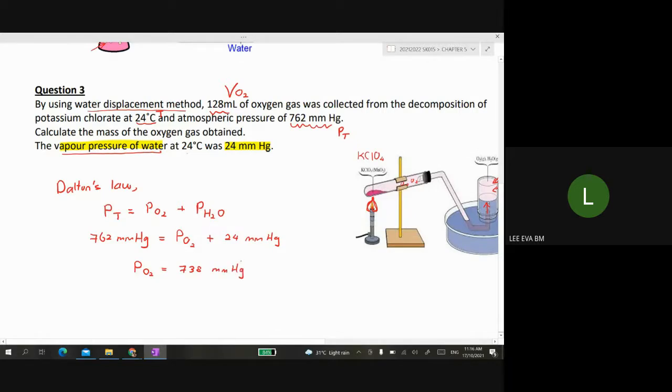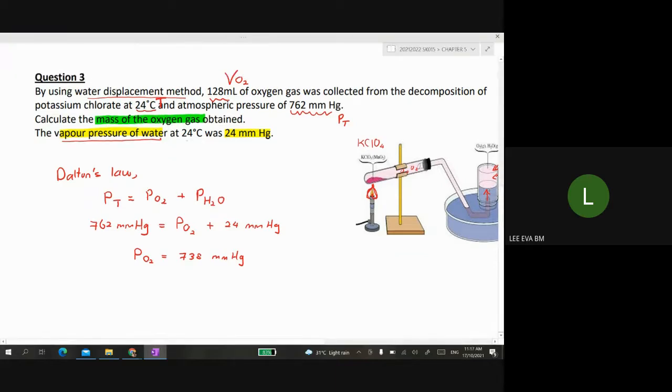Millimeter mercury. Okay, so let's go back to the question again. In the question, we have the volume of oxygen. Volume we already have. Do we have the temperature? Temperature of the system, we have it or not? We already have it, 24 degrees Celsius. So now you have already found your partial pressure of oxygen. What is the question actually asking? Mass of oxygen. Before you find the mass of oxygen, what is the thing we need to find first? We need to find it.